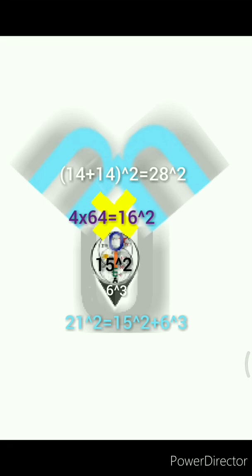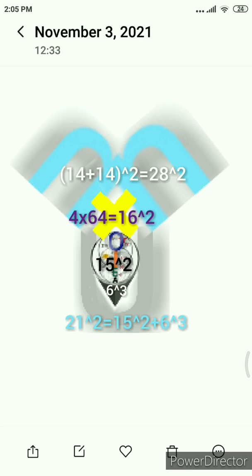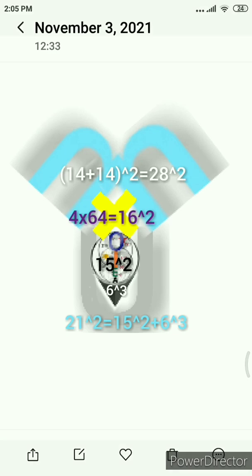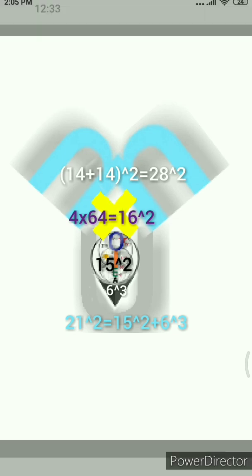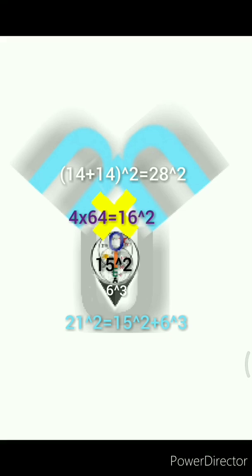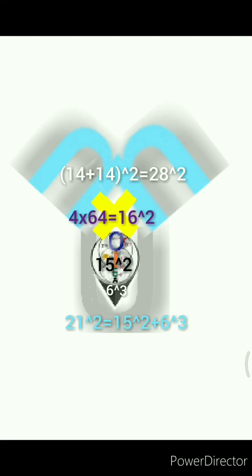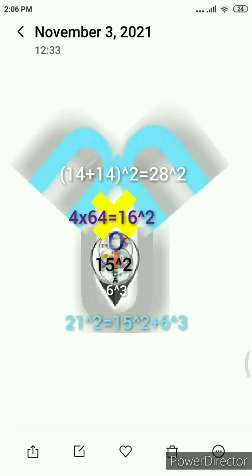This is the highest ion, 28 squared. That is basically 14 plus 14 squared, 28 squared, and through Christ it is nothing but 4 into 64, 16 squared. That is 4 suns. Through these 4 suns, she provides energy to 15 squared plus 6 cube, that is 21 squared. 21 squared is nothing but the sum of 15 squared and 6 cube. So we are somewhere very much here in the center of this thing.